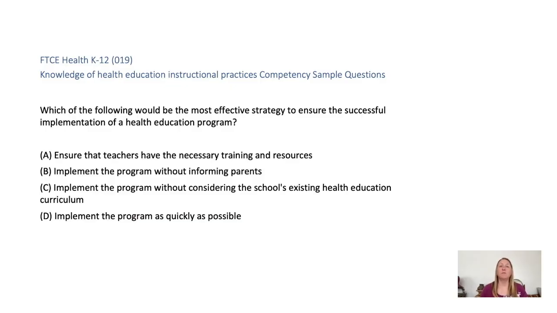B, implement the program without informing parents is incorrect. This excludes a key group of stakeholders and can lead to confusion and resistance. C, implement the program without considering the school's existing curriculum is incorrect. This risks overlap, gaps, or conflicts with what's already being taught. D, implement the program as quickly as possible is incorrect. Rushing it can cause poor planning and weak execution.